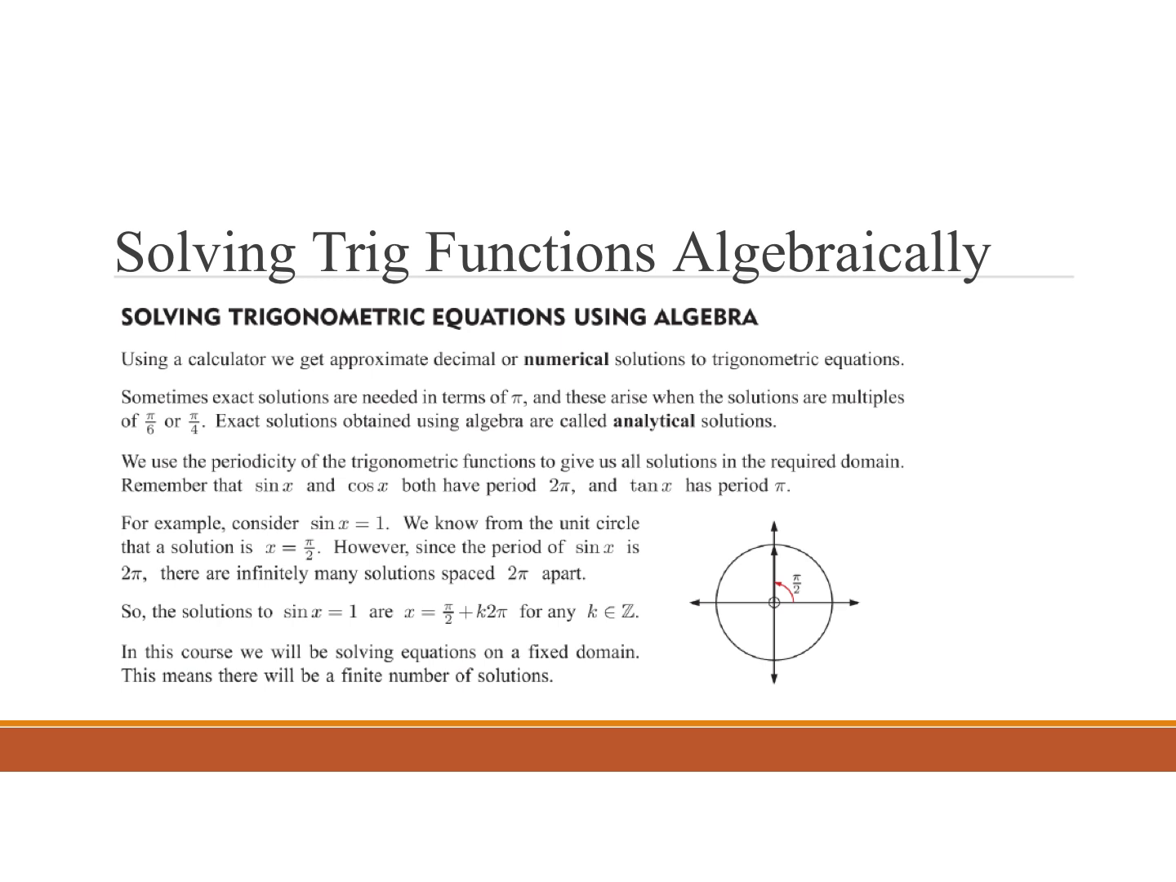So for example, consider sin x is equal to 1. We know from the unit circle that a solution is x is equal to pi on 2, because we know this point here is (0, 1), and sine is always our y coordinate. However, since the period of sin x is 2 pi, there are infinitely many solutions spaced 2 pi apart. So the solutions to sin x equals 1 are actually x is equal to pi on 2 plus k 2 pi.